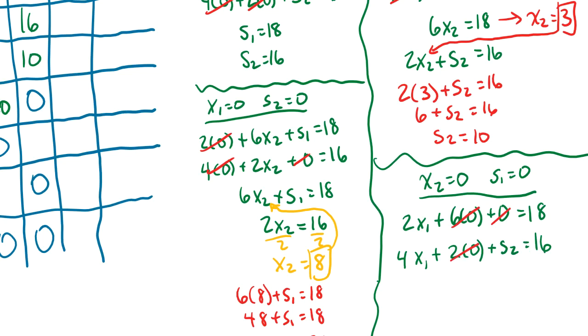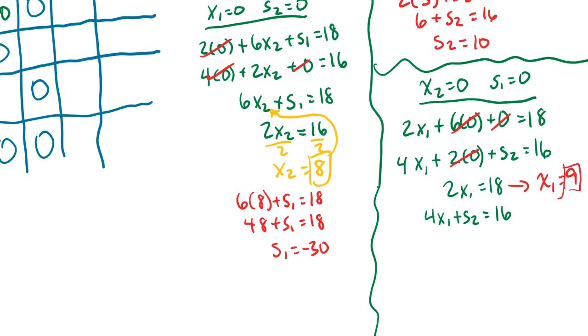Get rid of all of our zeros. So we're going to have 2x1 equals 18 and 4x1 plus s2 equals 16. The top one's the easy one to solve, so divide both sides by 2, we get x1 equals 9.